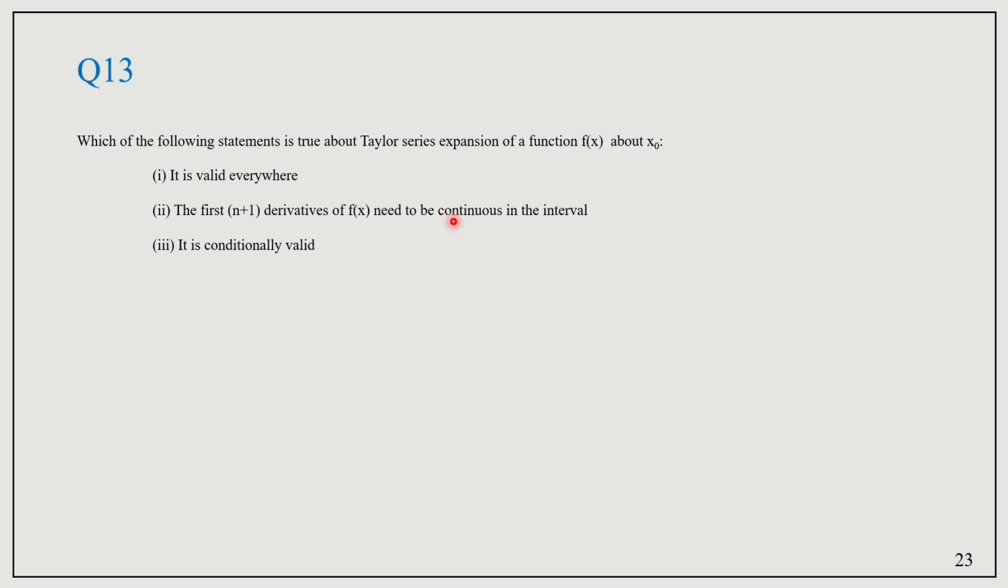We will now look at the options and identify which of them is correct. Option A, 1 only, option B, 2 only, option C, 2 and 3, option D, 3 only. Answer is option C, 2 and 3, because it is valid only in the neighborhood of some x, so it is conditionally valid, and the first n plus 1 derivatives need to be continuous in the interval. Taylor series expansion is based on these conditions only. So the right answer is option C. Now we'll go to question 14.